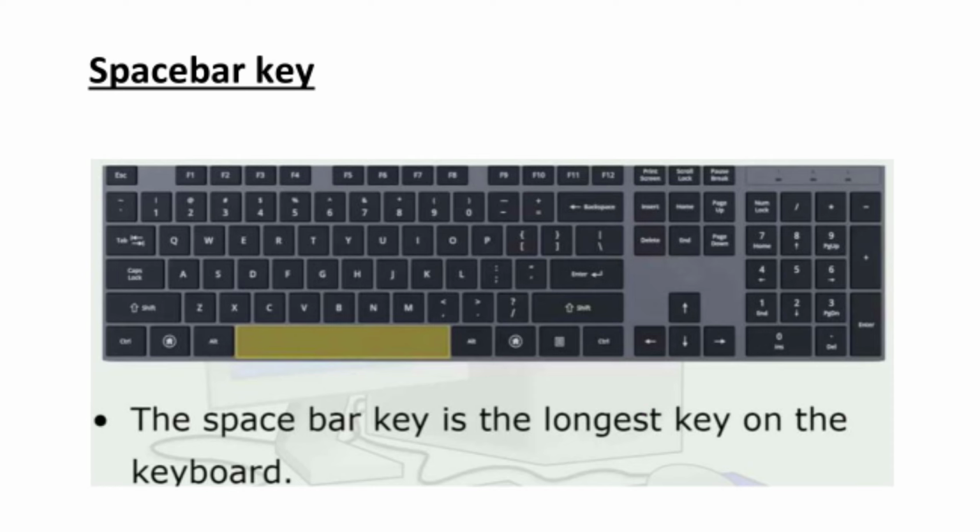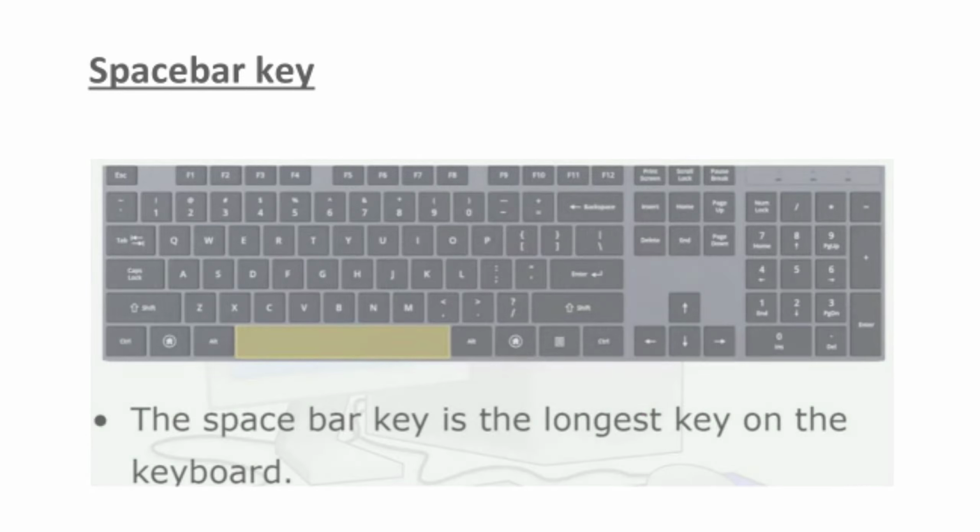Now students, we are going to learn about space bar key. This is an example of special key. As you can see the picture, this is the picture of space bar key that is highlighted by yellow color. This is the longest key on the keyboard, and you know well what is the function of space bar key. This is used to give space between two characters, words or sentences. So this is the use of space bar key.